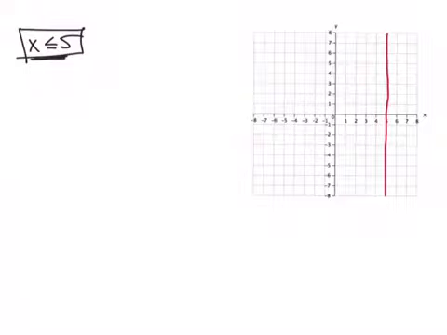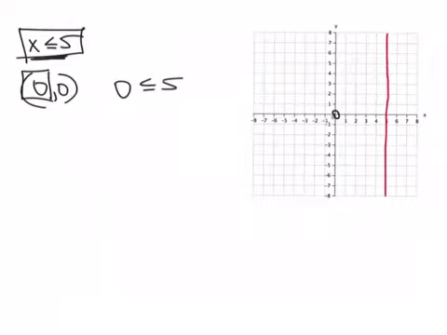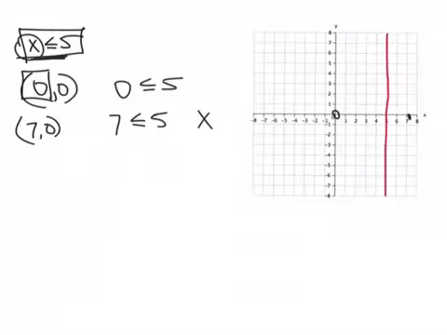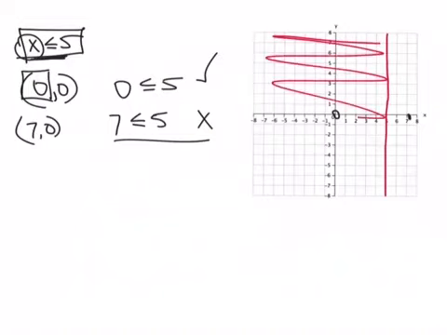So what do we shade here? Well, let's look at point 0, 0. Let's see if that works. What I'm interested in is just the x part. Is 0 less than or equal to 5? Yes, it is. Let's try a number over here. Let's try 7, 0. Is 7, which is the x value, less than or equal to 5? No. This is yes, and this one's no. So that tells me that to the left is shaded, and to the right is not shaded. So we have an answer just like that.